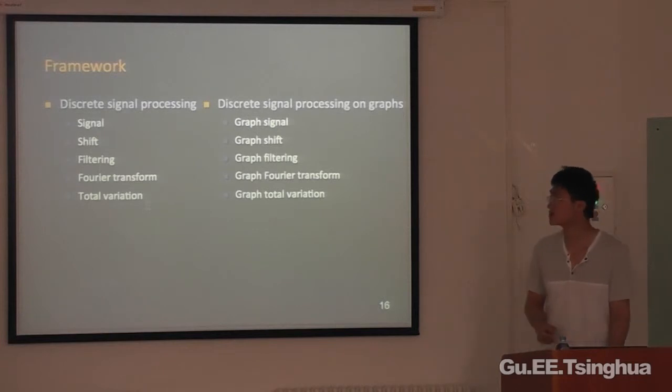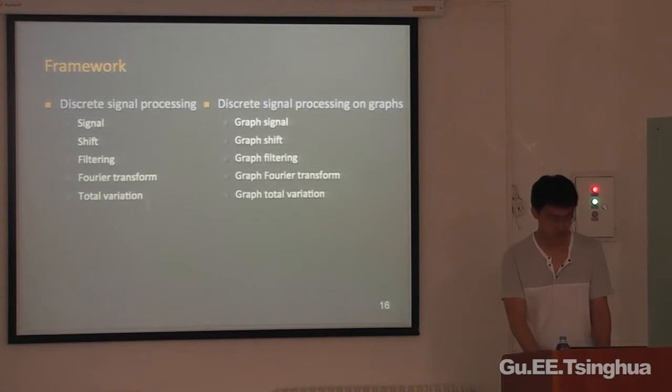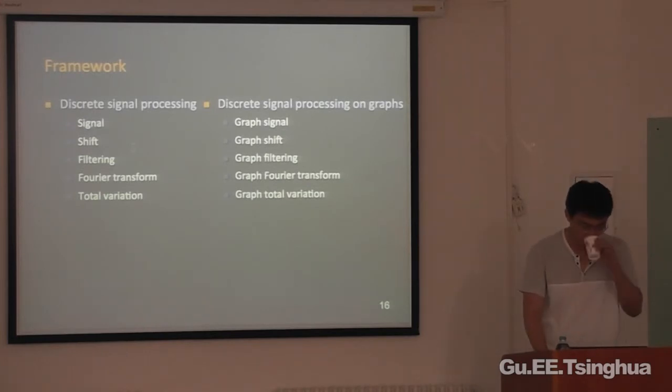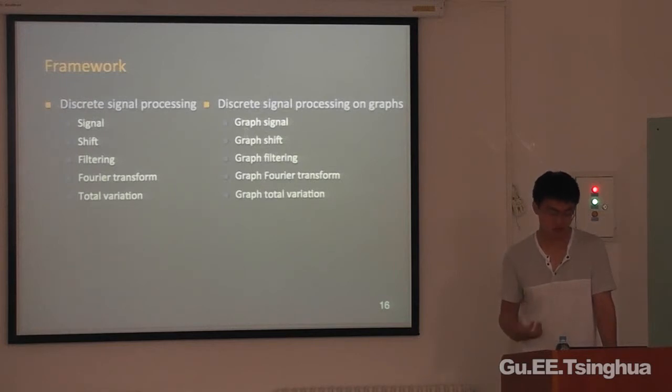I'll compare the two frameworks, classical DSP and DSP on graphs, via some key concepts: signal, shift, filtering, Fourier transform, and total variation. You should be very familiar with those concepts. And you will see that the framework of DSP on graphs is a natural generalization, so it should not be very hard for you to understand.